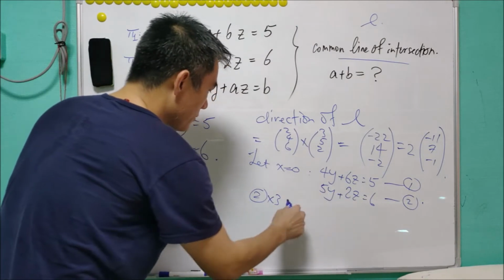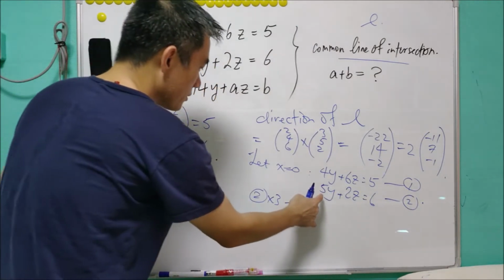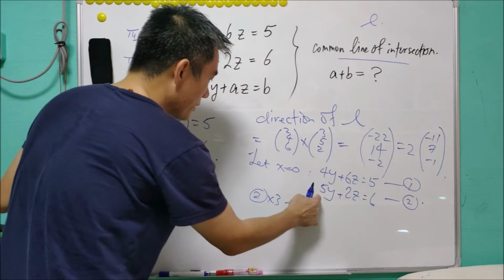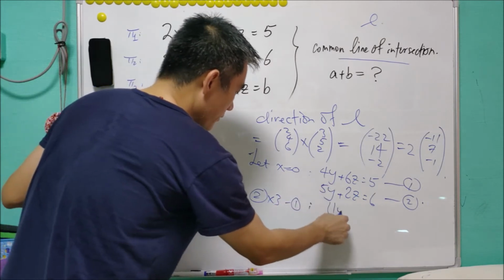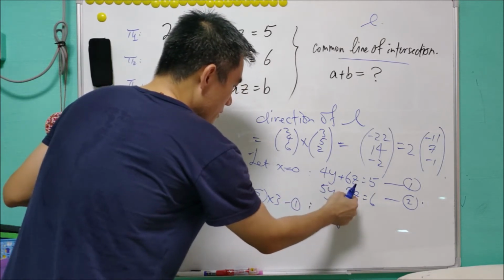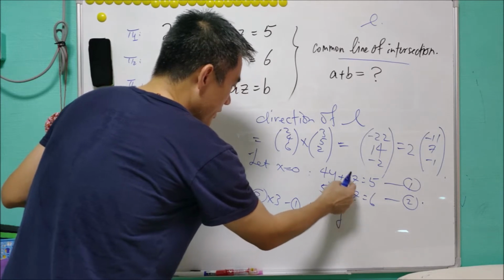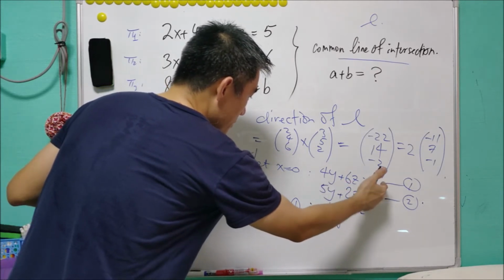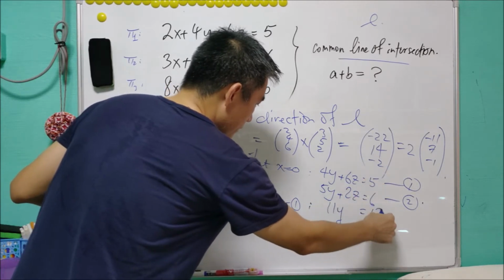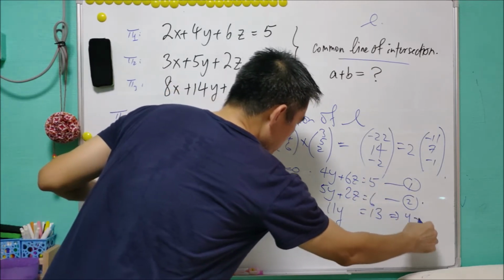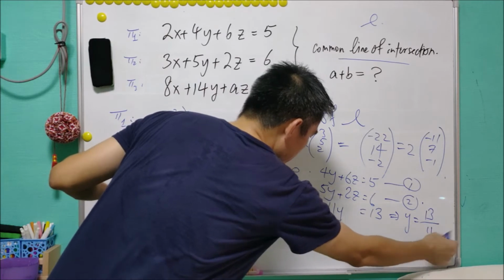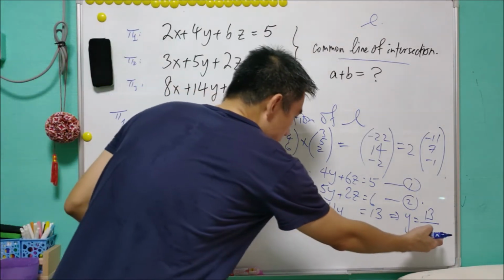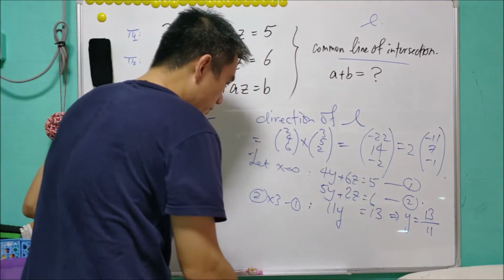Equation 2 times 3 minus equation 1. So times 3 will be 15 minus 4 is 11y. Times 3 is 6, 6 minus 6 is 0. Times 3 will be 18, 18 minus 5 will be 13. So y will be equal to 13 over 11. It's not a very nice value, but we just go with it.